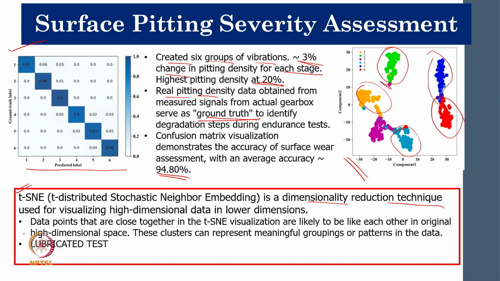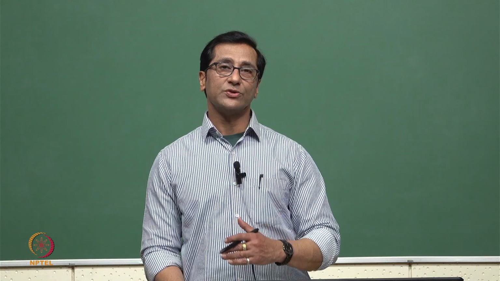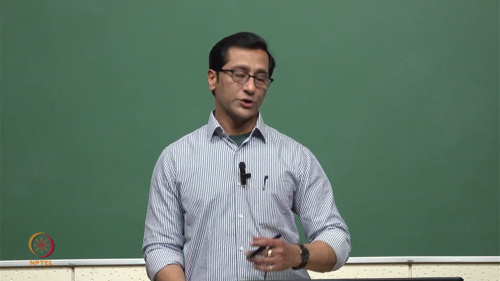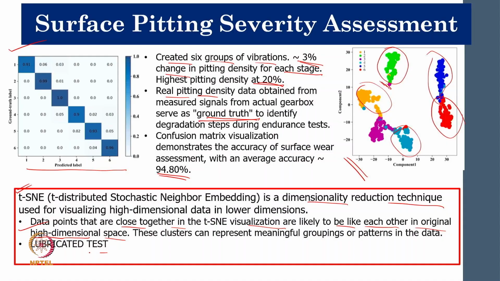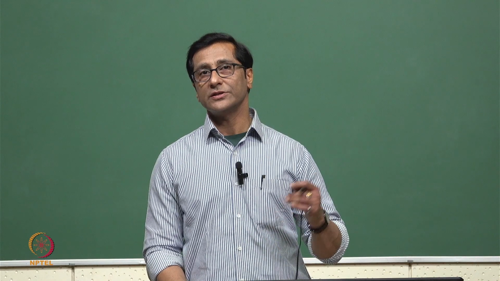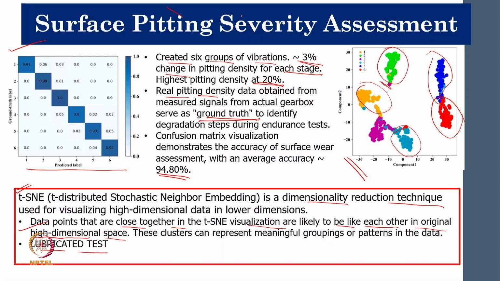So this is what is mentioned: the data points that are close together in the t-SNE visualization are likely to be close to each other in the original high dimensional space, because with t-SNE we are reducing the dimension, in this case particularly to 2D. All these results are related to the lubricated test. It is related to only pitting. That's why we are saying pitting severity assessment, and number 6 is the most severe pitting result. Number 1 is an ultra mild pitting kind of thing.